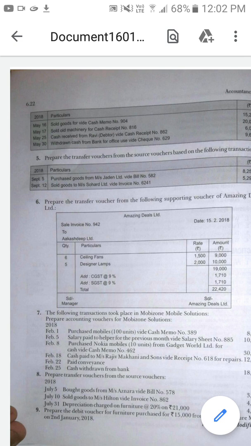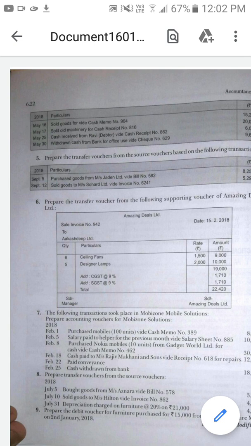See the sum. In the illustration sum there is one model of preparing the transfer voucher from a supporting voucher. It is also related to the same one, the sales invoice on page number 6.17. There is a supporting voucher, it is also a credit sale, and they are asked to prepare the transfer voucher. The same problem, only the name and amount are different.